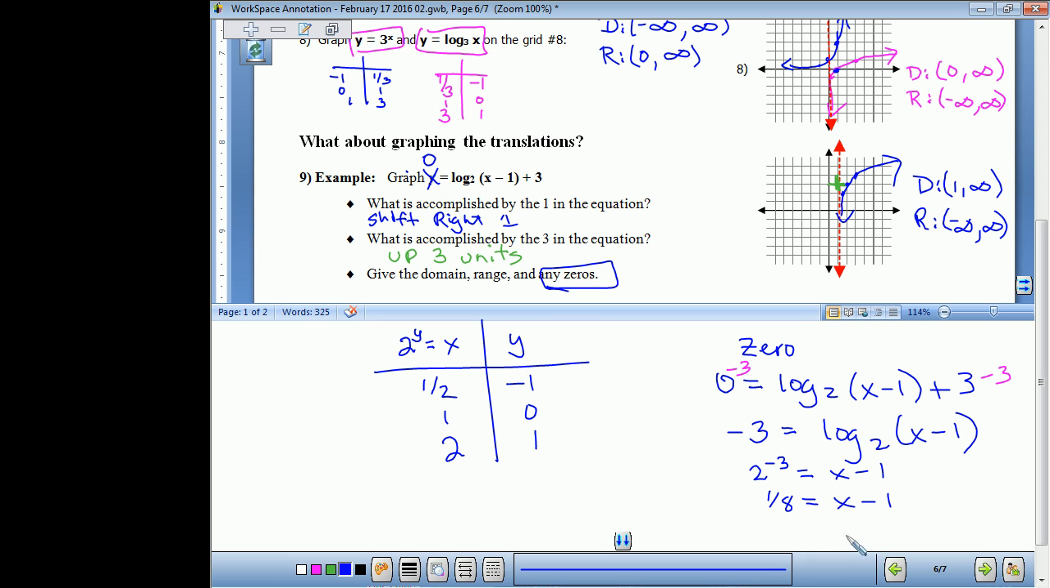And how do we solve for x? Add 1. So 1 1/8 is my 0, isn't it? This function has a value of 0 when x equals 1 1/8. Doesn't it look like it's really close to 1?